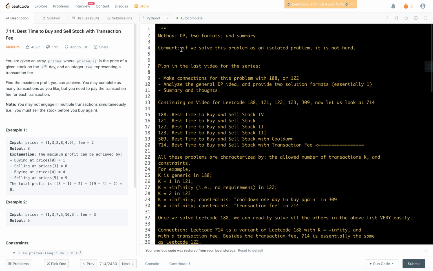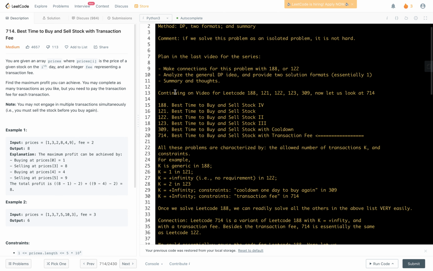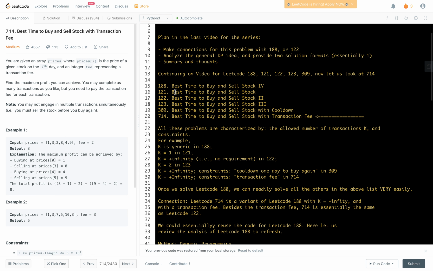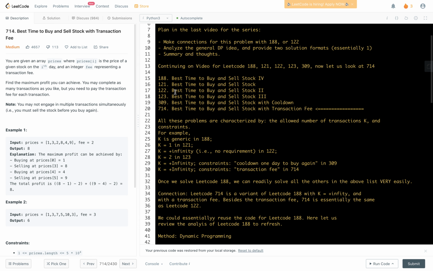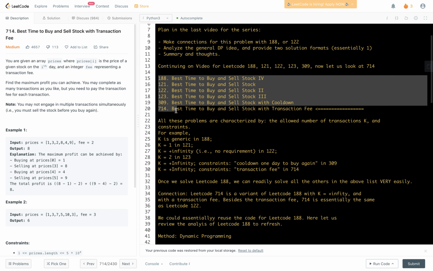And before we do the analysis, let's first make a comment. If we want to solve this problem as an isolated problem, it's not hard. So with that said, let's look at the analysis.